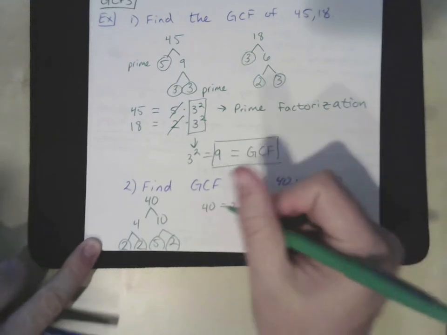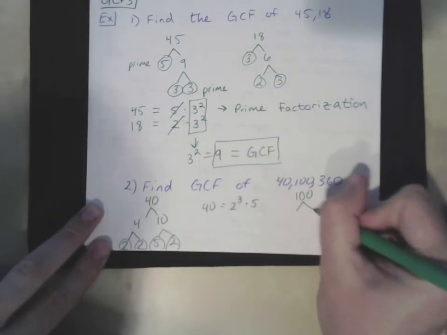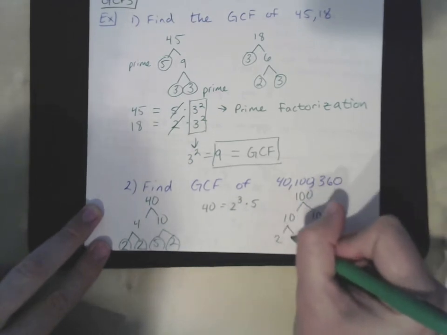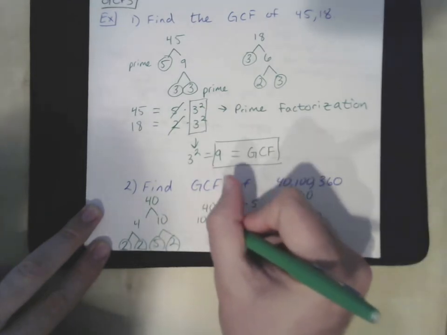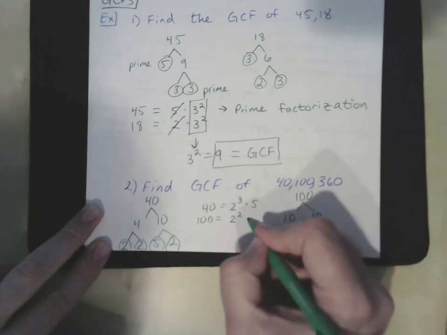So the next thing we do is we look at the next smallest one, which is 100, which we know is 10 times 10, 10 squared. And 10, of course, is 2 times 5. So 100 is 2 squared times 5 squared.